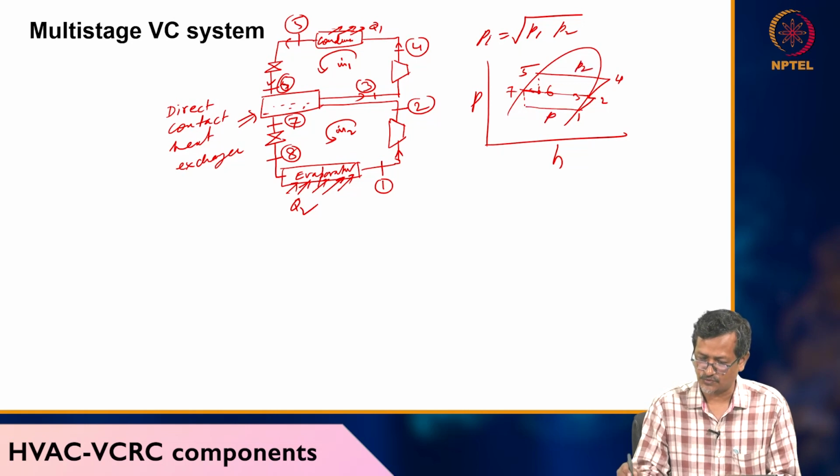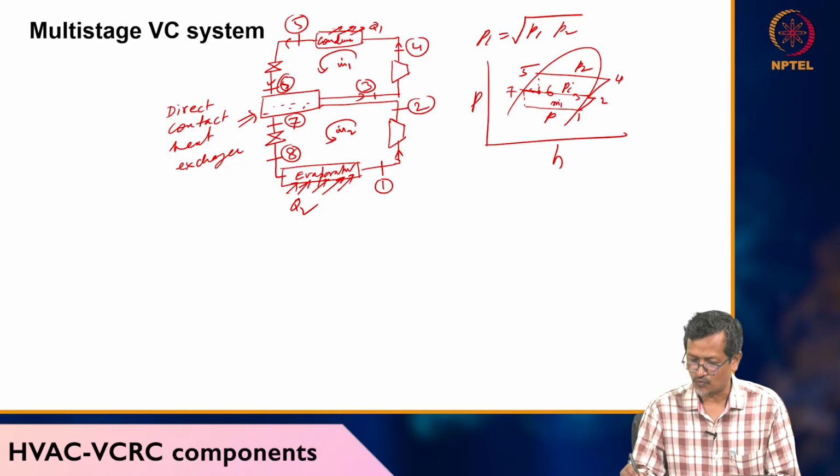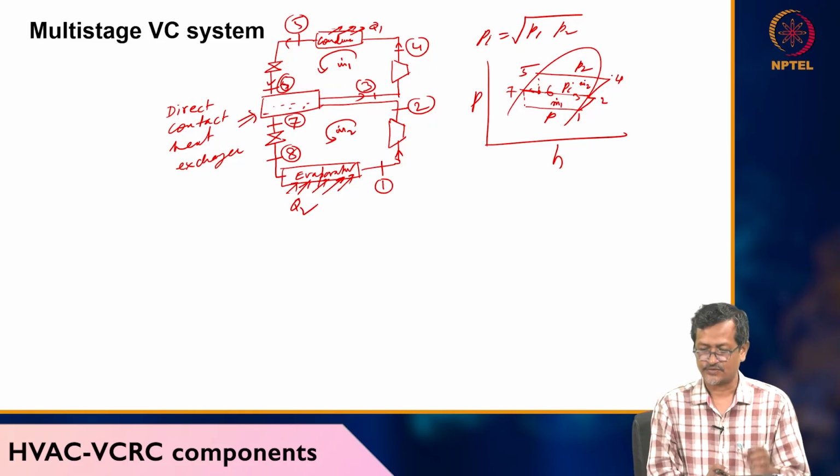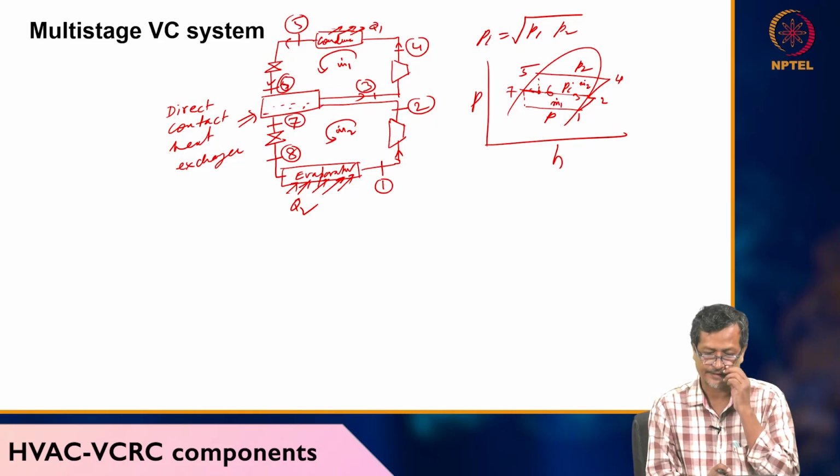This is P1, this is P2, and the intermediate pressure is Pi. This is mass M1 dot, this is mass M2 dot. So in the two cycles we have different mass flow rates.